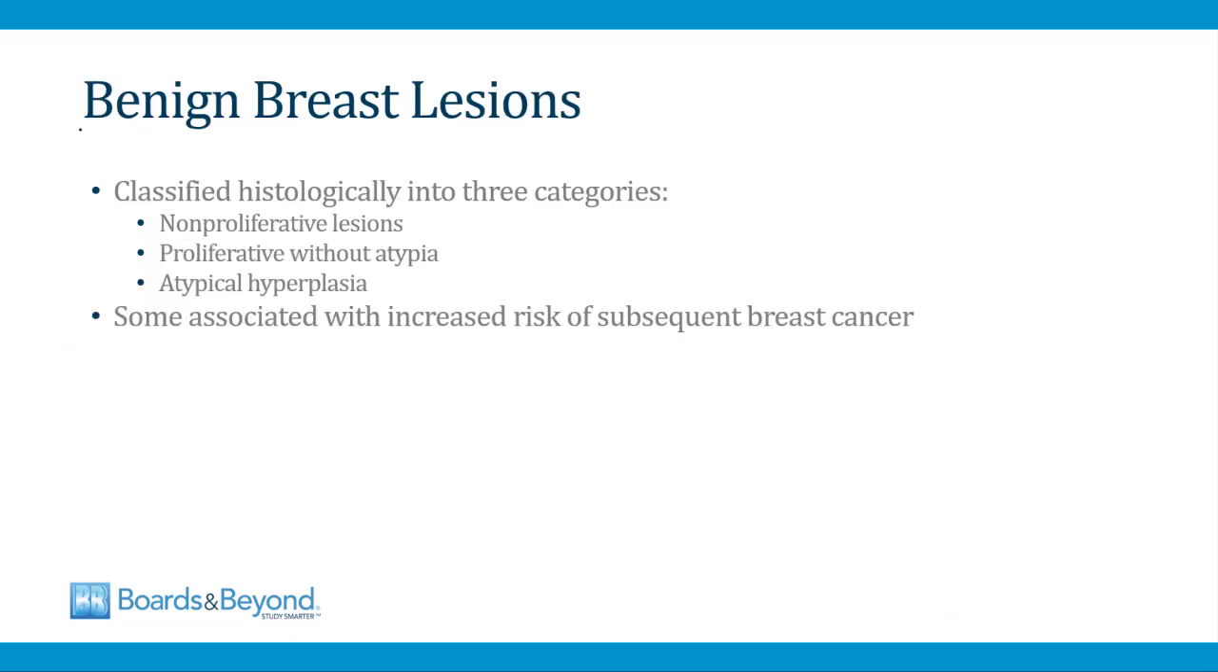So back to this slide on benign breast lesions. Now we've talked about non-proliferative lesions, including fibrocystic changes and simple breast cysts. We're going to move on now and talk about a different group of benign breast lesions. Those are the proliferative lesions without atypia.